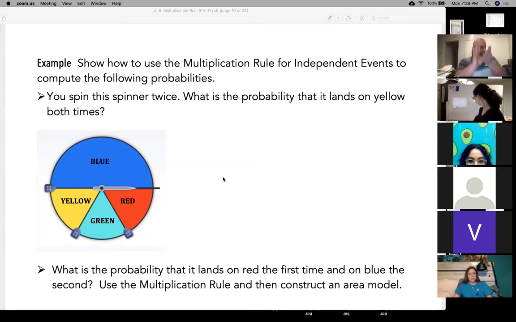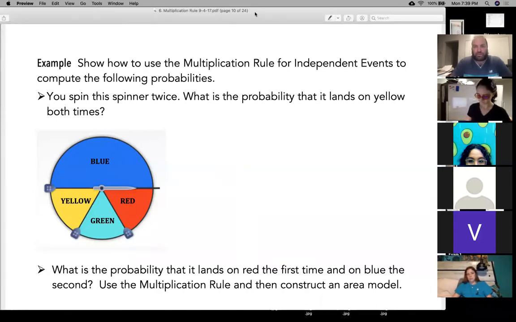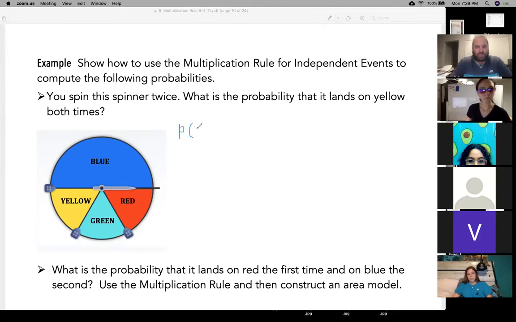Of course, I don't mean that you spin it once and then give it a slight nudge because you like where it ended. That's how we cheat, right? It's kind of like rolling dice by putting them down. We're assuming a legitimate spin. So the probability that it's yellow and yellow is equal to the probability the first one is yellow, we'll say y equals 1, times the probability that the second one is yellow.